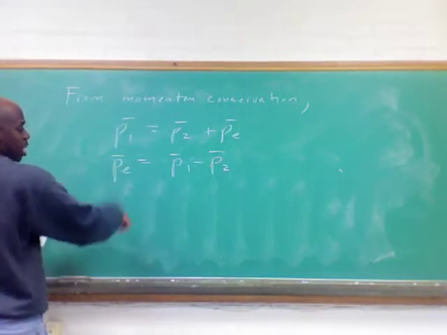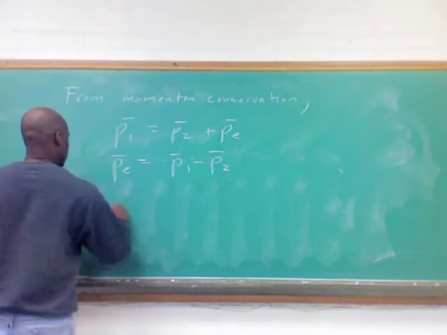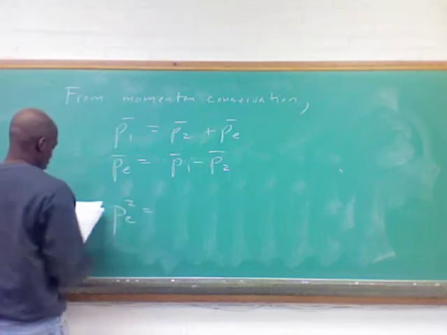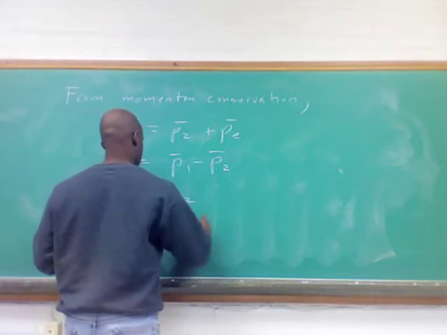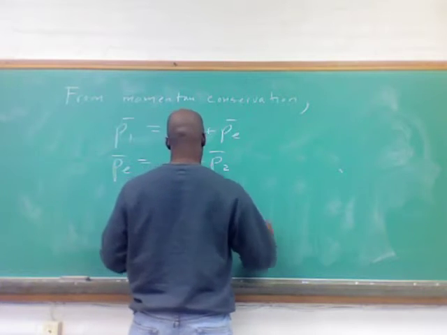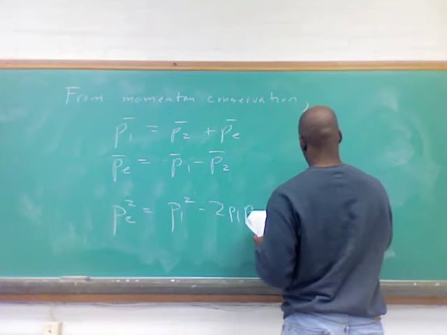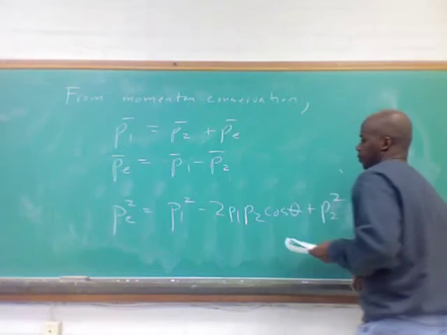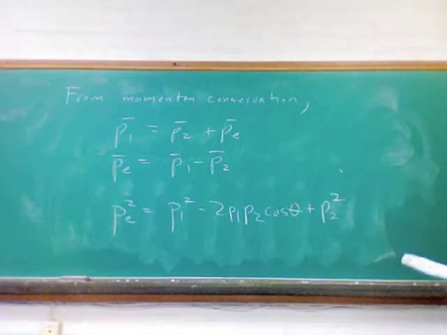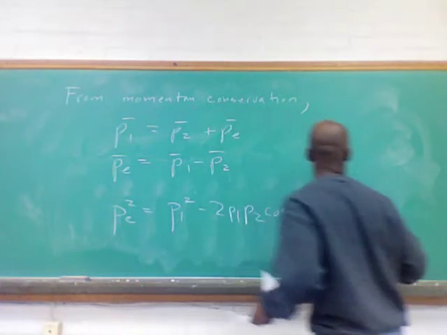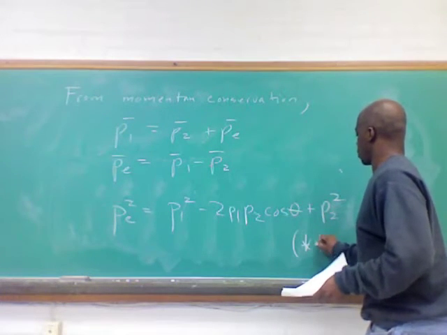Okay. And doing the dot product, we're squaring both sides. We've got that the square of our momentum is equal to P1 squared minus 2 P1 P2 cos theta, just doing the dot product, plus P2 squared. Very good. Okay, and we'll label this equation double star.